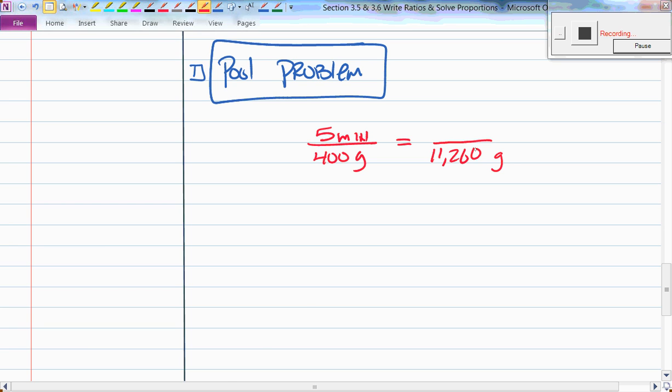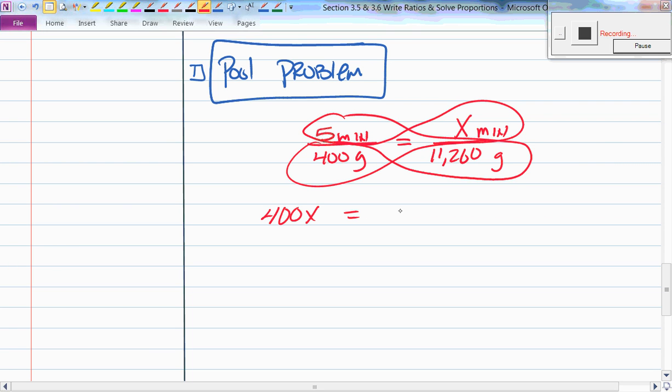Awesome. So what are we looking for? What are we looking for? How long? So what do you guys want to call that? X. All right. What is the method we're going to use to solve this proportion? Cross multiply. Good. So help me out. What is 400 times x? That's just 400x, right? What is 5 times 11,200? 56,000. Very good.